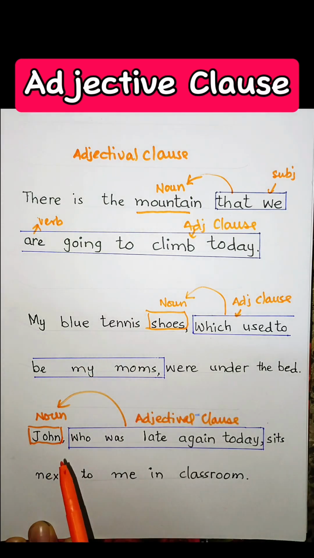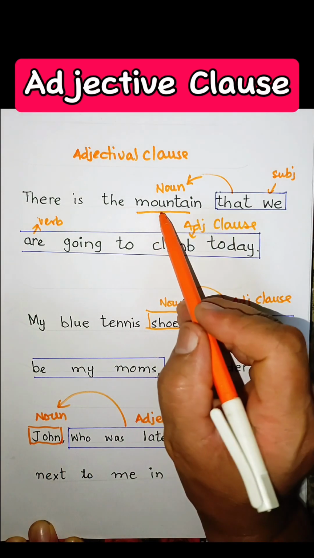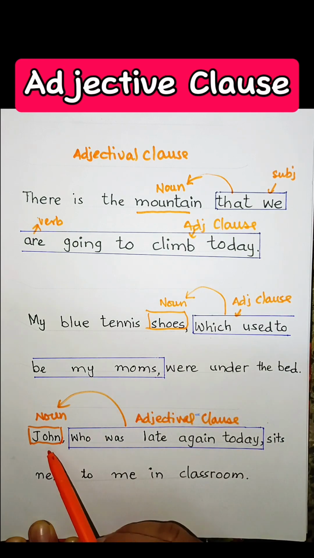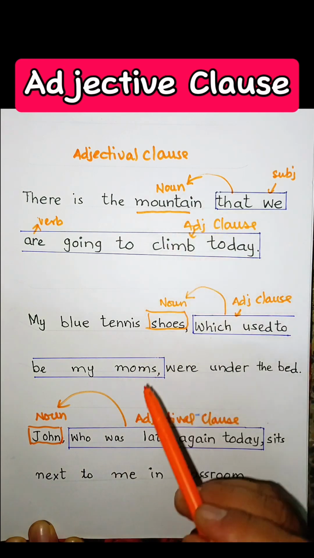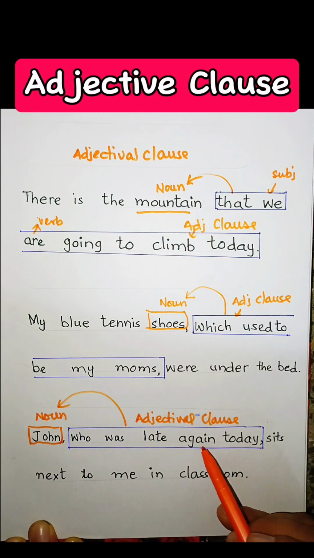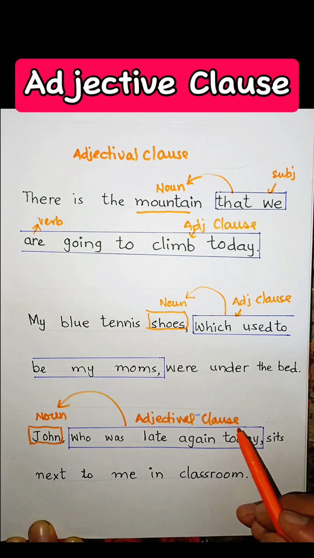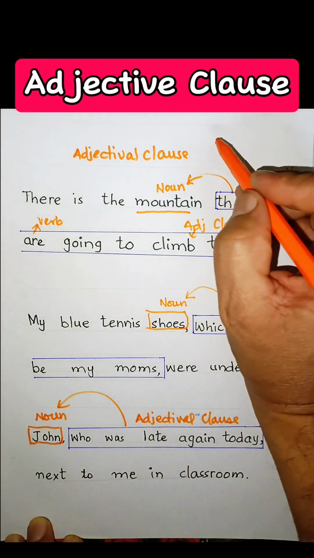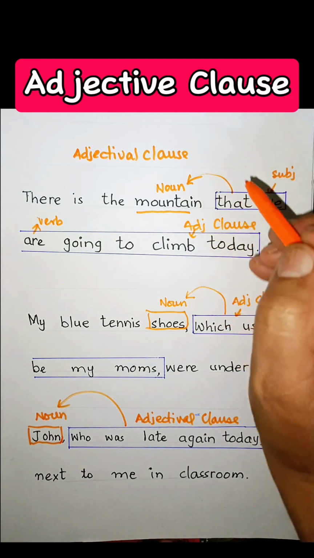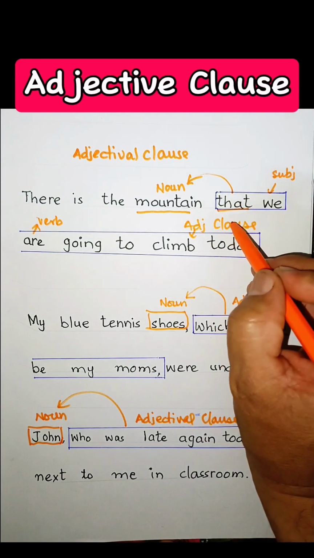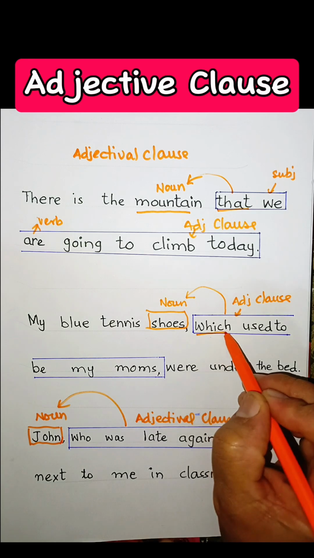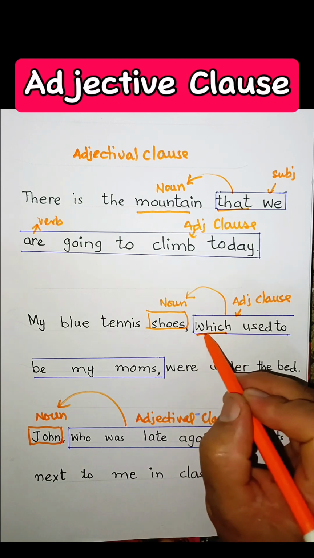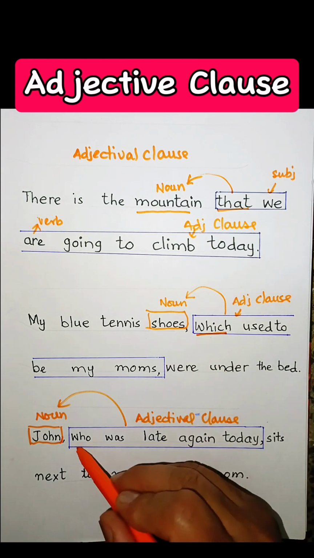So in all three examples, you can see that the nouns mountain, shoes, and John are being described or qualified by clauses which are actually playing the role of an adjective. That's why we call them adjectival clauses. Normally, in the first example, that is being used in order to connect two clauses. In the second one, which is there. In the third one, who is there.